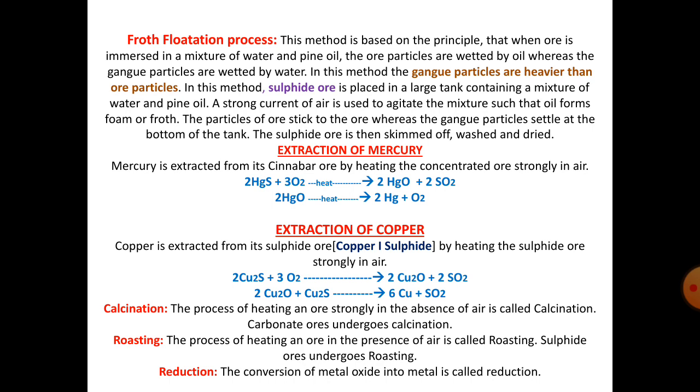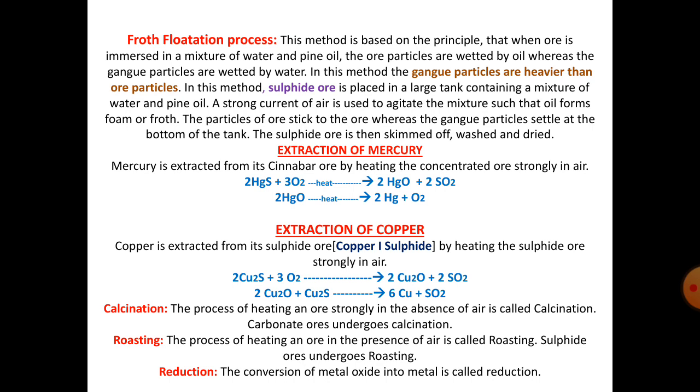So see the reaction of cinnabar ore. Cinnabar ore formula is HgS. It reacts with O2. It becomes HgO plus SO2. HgO, on heating further, becomes mercury and gives out oxygen gas.